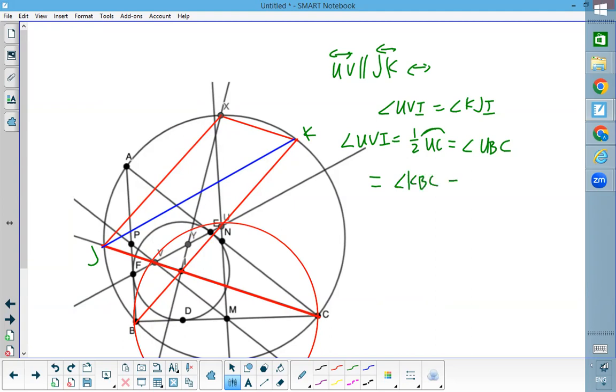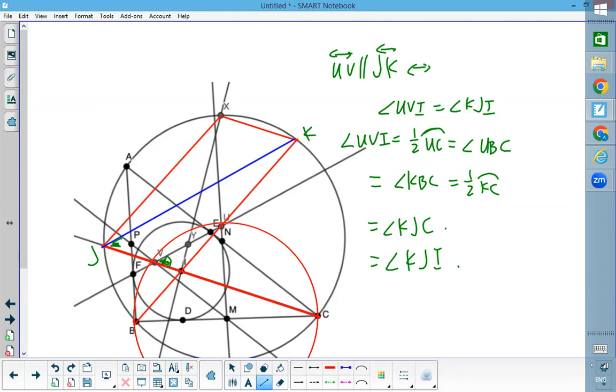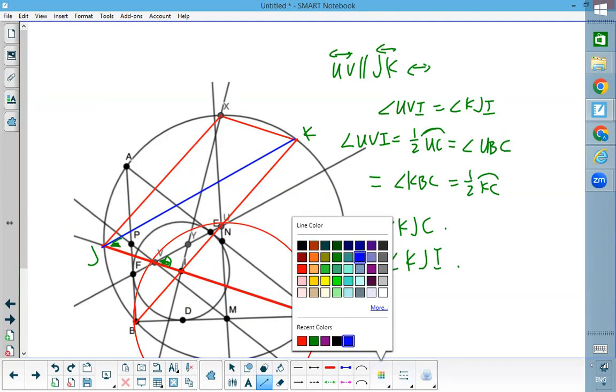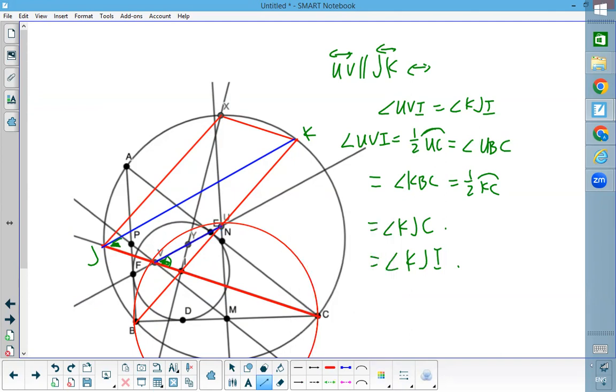Well, what's KBC equal to? That's equal to half of the arc KC. Half of the arc KC is simply equal to the angle KJC. Right? So we're done, because KJC is simply KJI. So we just established that these two angles are equal. So what does that mean? That means we have parallel, that UV is parallel to the line JK. So therefore our proof is done.